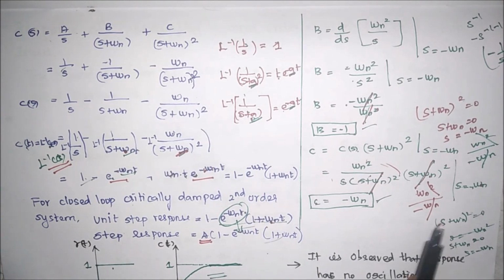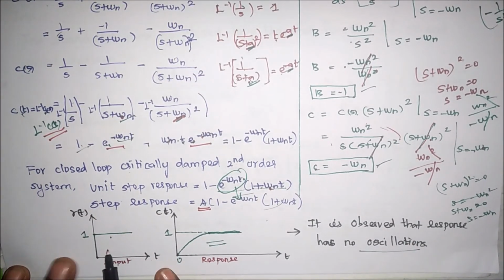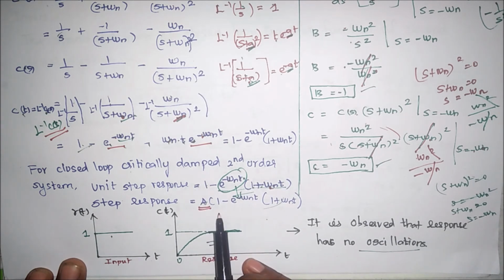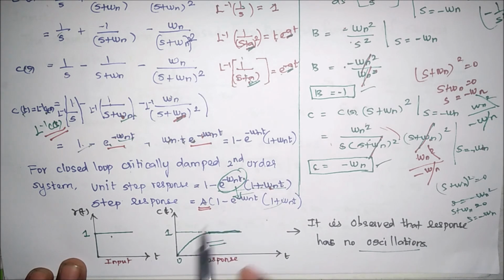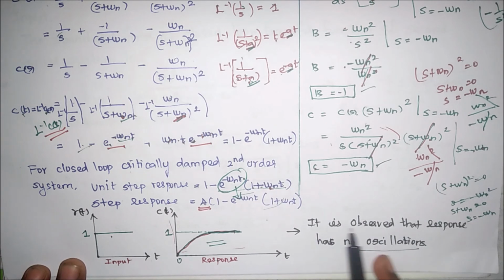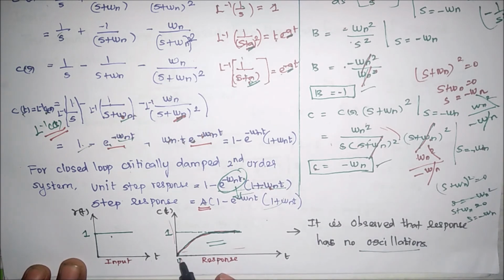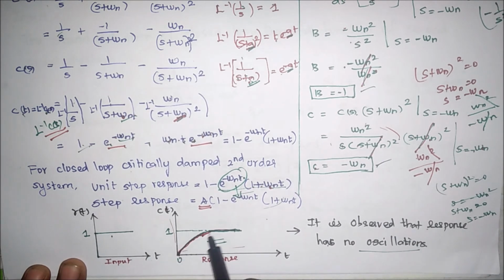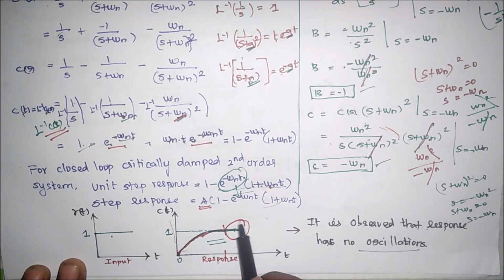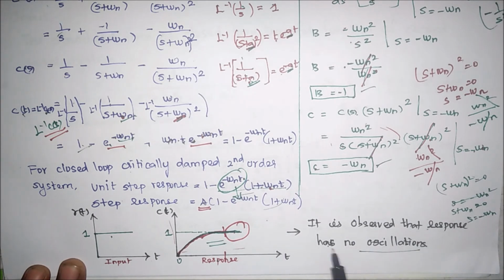So this is the step input for the second order critically damped system. Now what will be the response? If we substitute t equal to 0 to maximum value or infinity into this equation and plot the graph, we will get the response like this. From this response, we can easily observe that the response has no oscillation. It is increasing exponentially. Finally, at a certain time, it reaches the settling time. Therefore, we can say the response has no oscillation.